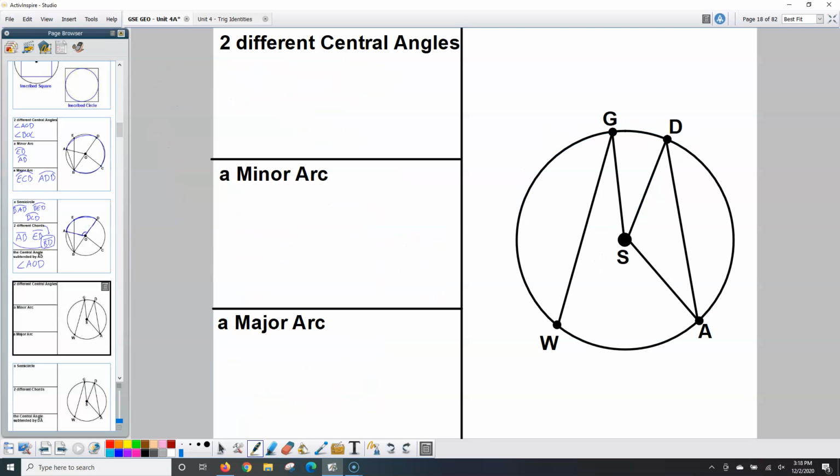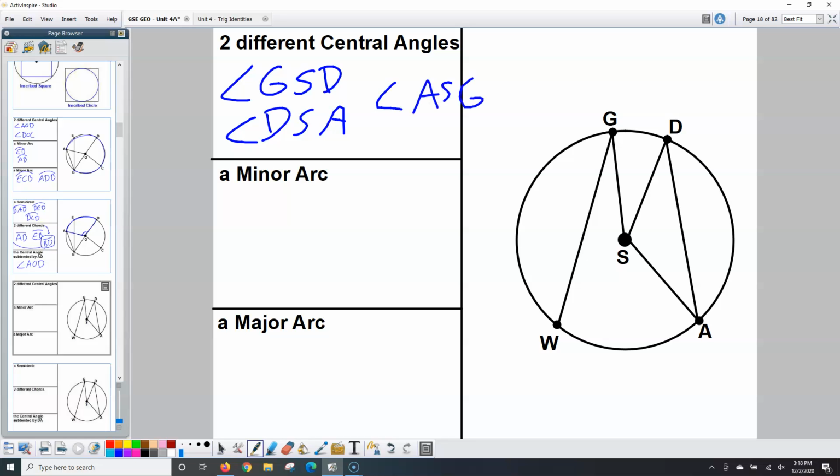Two different central angles. First one that I see is angle GSD. Another one is angle DSA. Could have said angle ASG if you wanted to. That would have been a central angle.